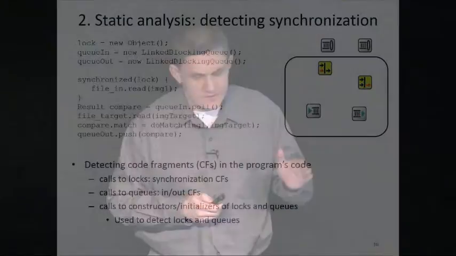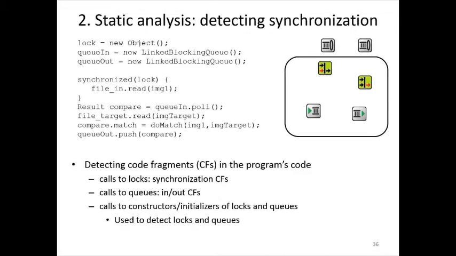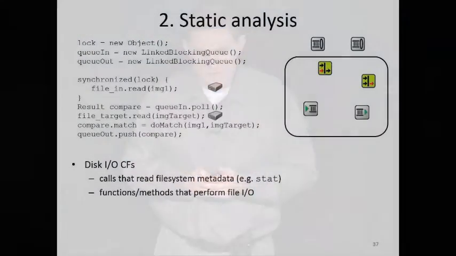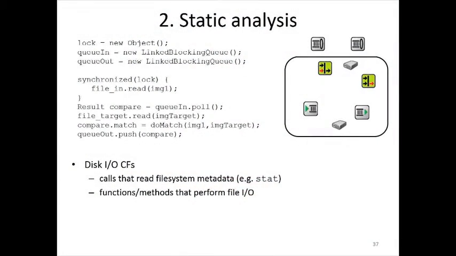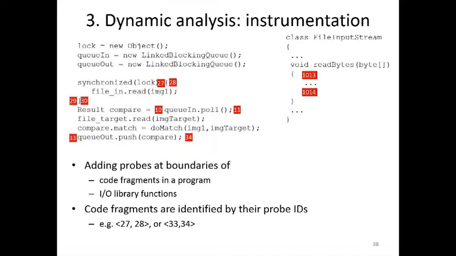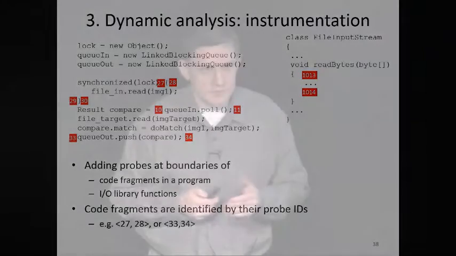So this is how you detect these locks and queuing operations during the static analysis. We also detect the input-output operations here. In this case, we track calls to certain functions and methods which can access the hard drive, both calls that can access the system metadata and calls that actually do file I/O operations. Once we detect all of those, we instrument the program by inserting probes on the boundaries of these code fragments. Each probe is identified by a separate ID, and we use this pair of IDs to identify particular code fragments.